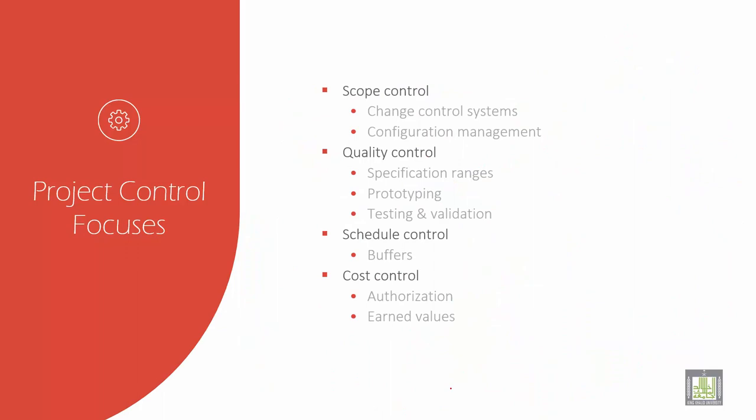Okay. Then we'll see the process, project control focuses. We have four parameters: scope control, quality control, schedule control, cost control. What is scope control? Scope control is mainly monitoring and controlling the scope.